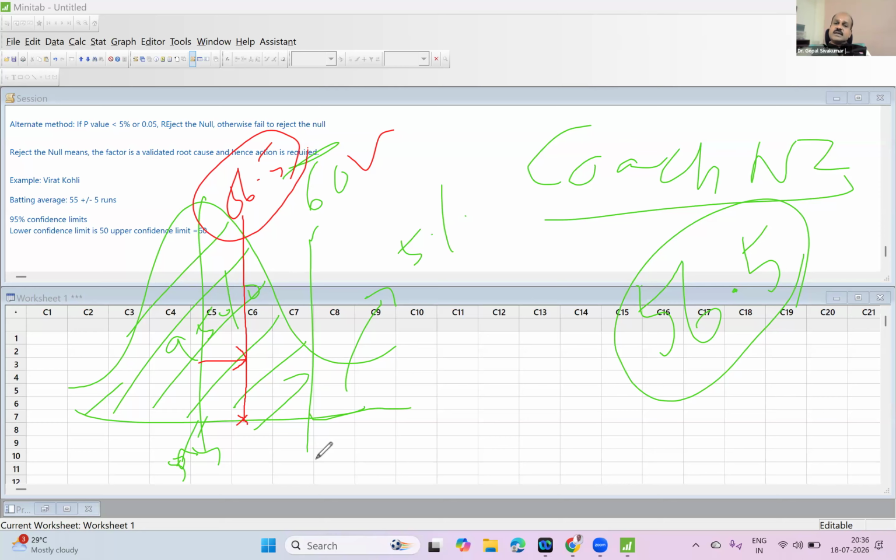So in this case, we consider the improvement as random. So in this case, what is the H naught? Shall I say coach is critical or coach is not critical? Coach is not critical. Yeah, not critical. Very good.